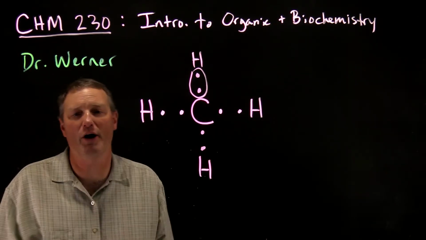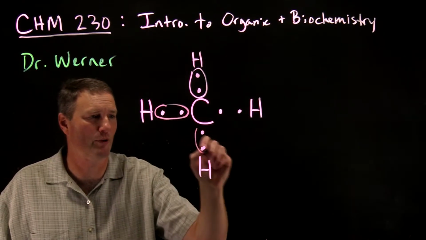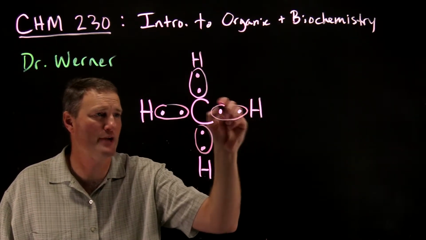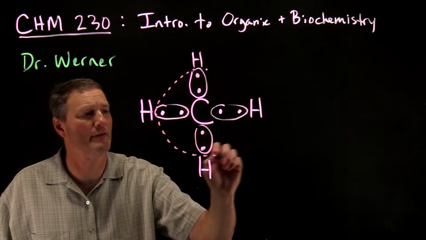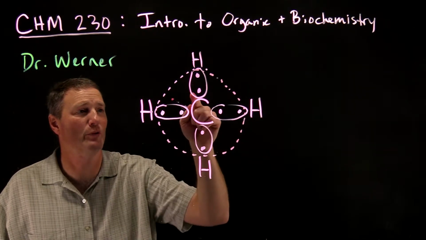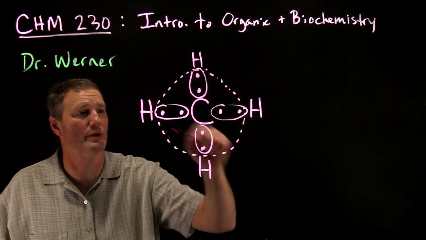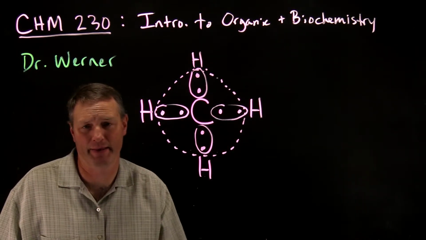So if I bring in all 4 of these hydrogens, we notice that we now have these 4 bonds between carbon and hydrogen. If I now count up the total valence electrons belonging to carbon, it had its original 4 plus 1, 2, 3, 4 additional ones from the hydrogens, giving it a total of 8.